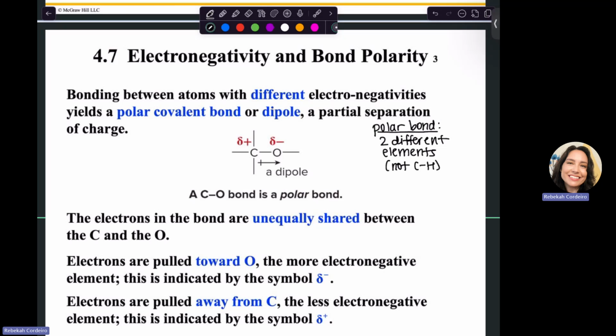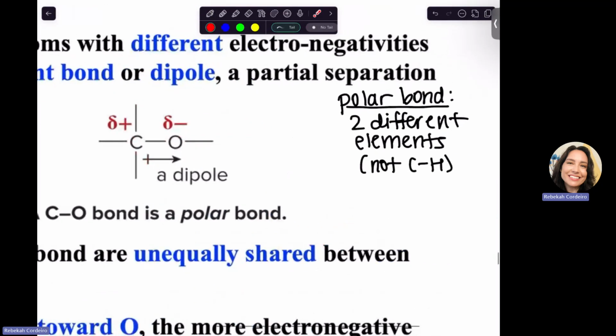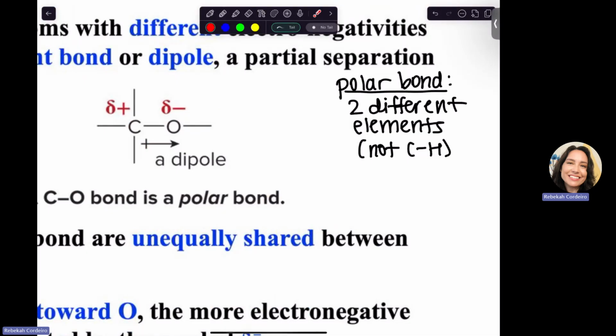There are some elements that are two different elements besides CH that are nonpolar, but they're not going to be really that important in this class. So basically what's happening is we have a tug of war happening here. The oxygen is pulling the electrons more than the carbon because it has a stronger electronegativity. It wants the electrons more. And so we show an arrow pointing in the direction the electrons are being pulled.